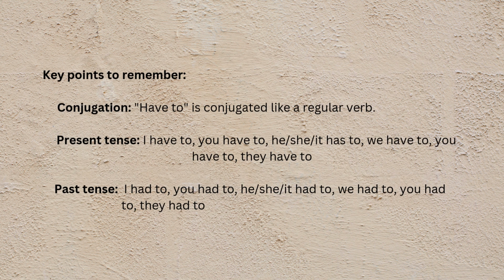Key points to remember: conjugation. Have to is conjugated like a regular verb. Present tense: I have to, you have to, he/she/it has to, we have to, you have to, they have to.